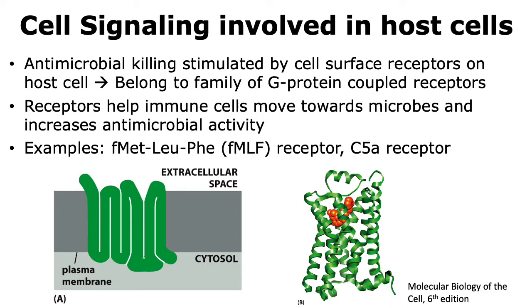Some examples of receptors that aid in microbial killing are the F-met-Leu-Phe or FMLF receptor. F-met-Leu-Phe is a peptide that is made by a lot of microorganisms and hence can be sensed and recognized by the FMLF receptor. The C5a receptor that recognizes the anaphylatoxin C5a is also a G protein coupled receptor that can help the innate immune cells become better at killing the microorganism and increase their phagocytic ability.